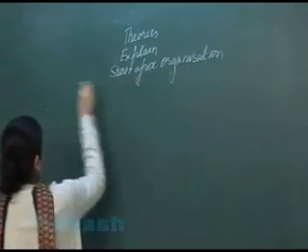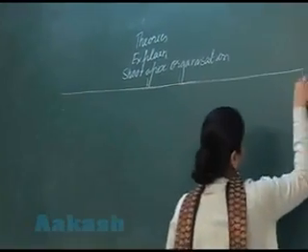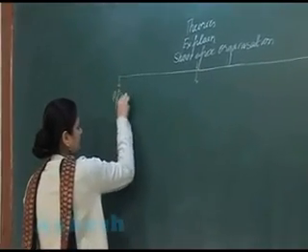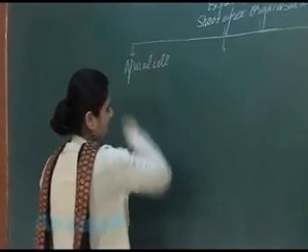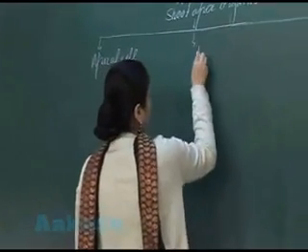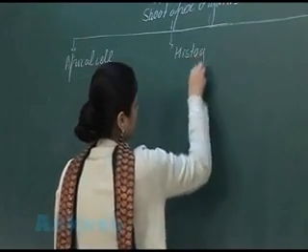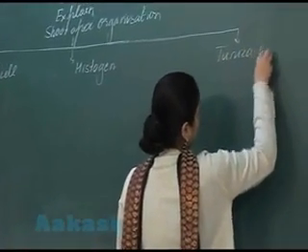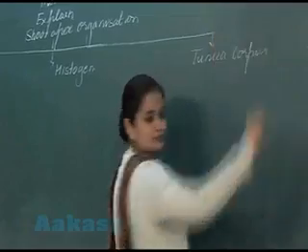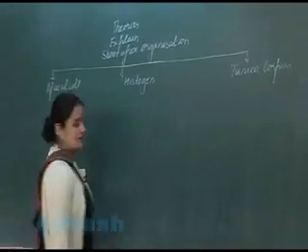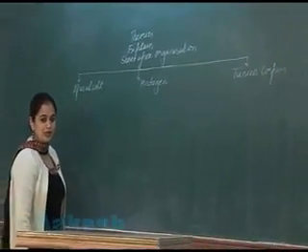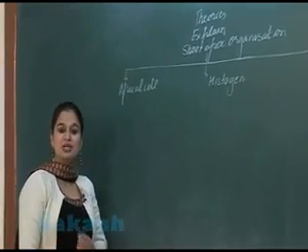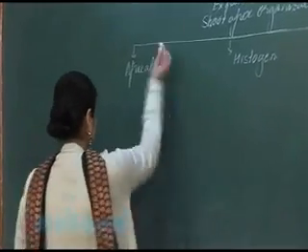Here I will be dealing with three theories: apical cell theory, right? Then histogen theory, tunica corpus theory. So let's start with the apical cell theory. Apical cell theory was given by two scientists, that is Hofmeister and Nageli.